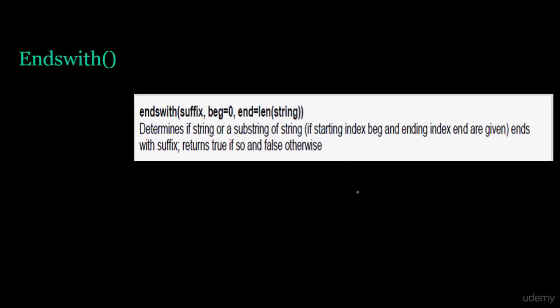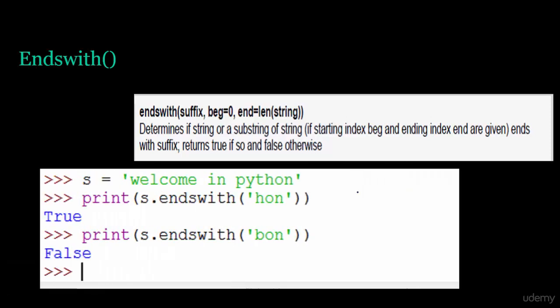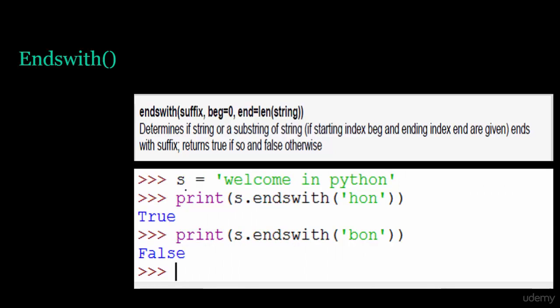Endswith. This method determines if a string or a substring of a string ends with a suffix. If we look here, s is "welcome in Python". If I type s.endswith('hon'), this will check if this string ends with these 3 letters, hon. Yes, then it prints true. If I type 'bon', no, these are not the 3 letters, then we will get false. Let's try this.